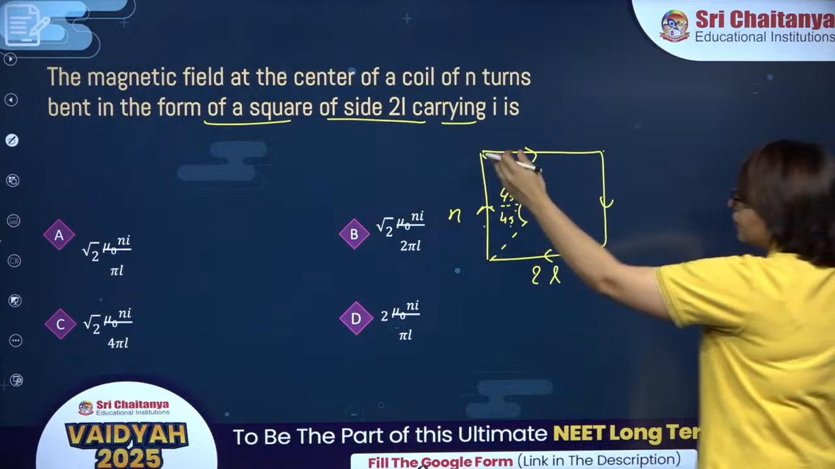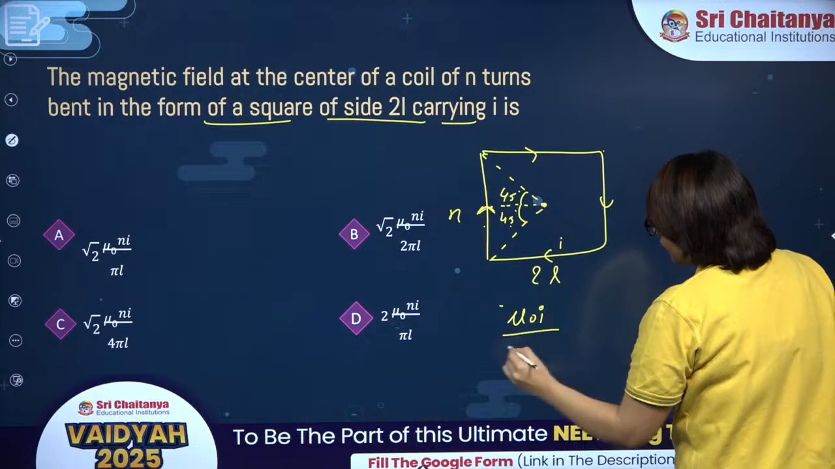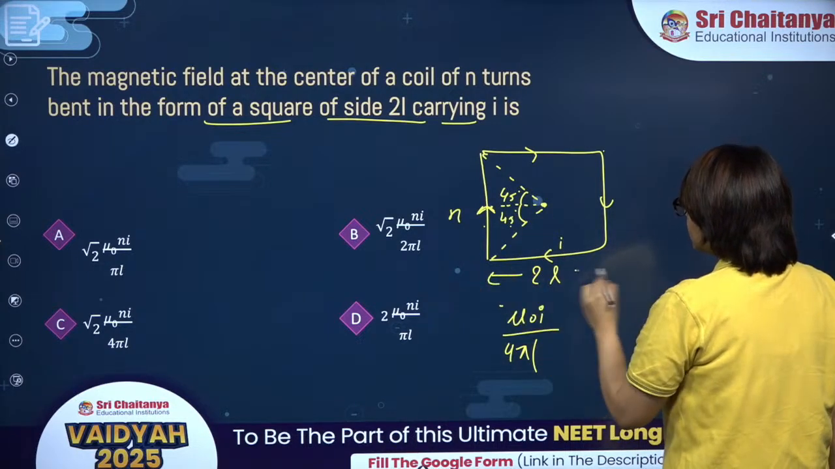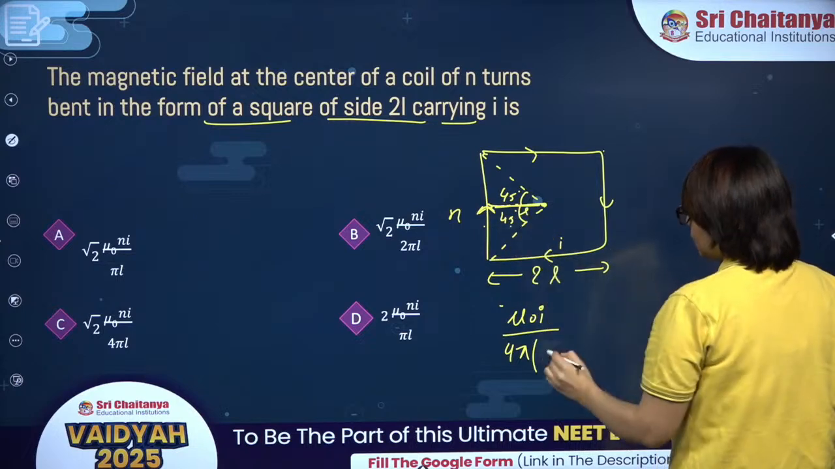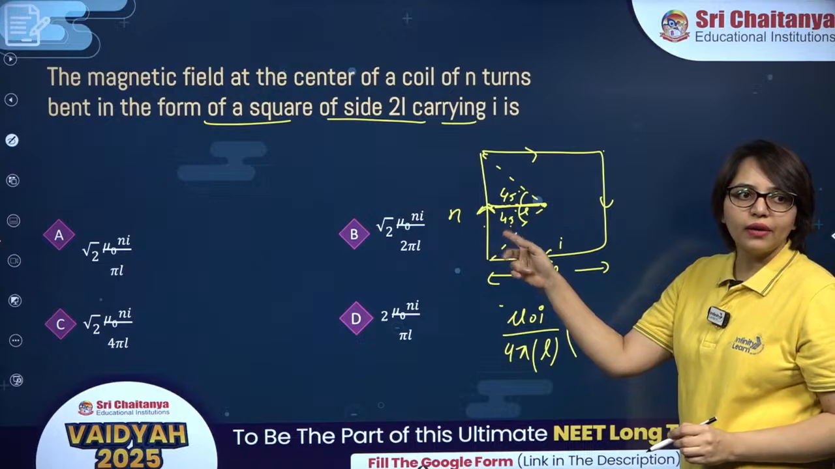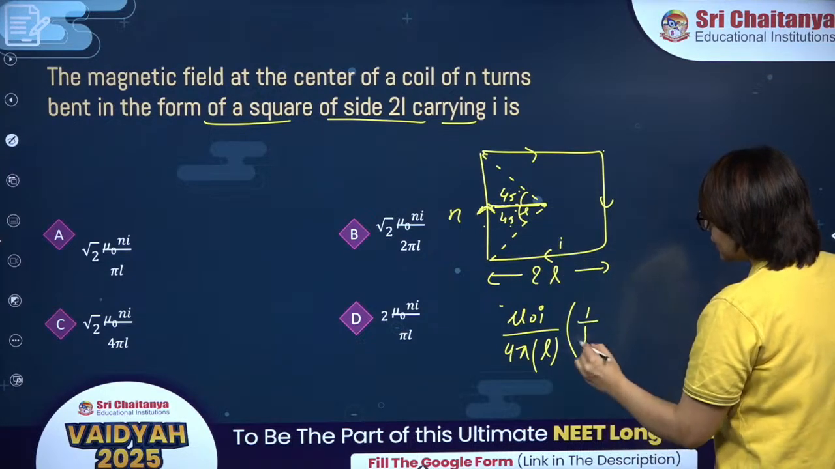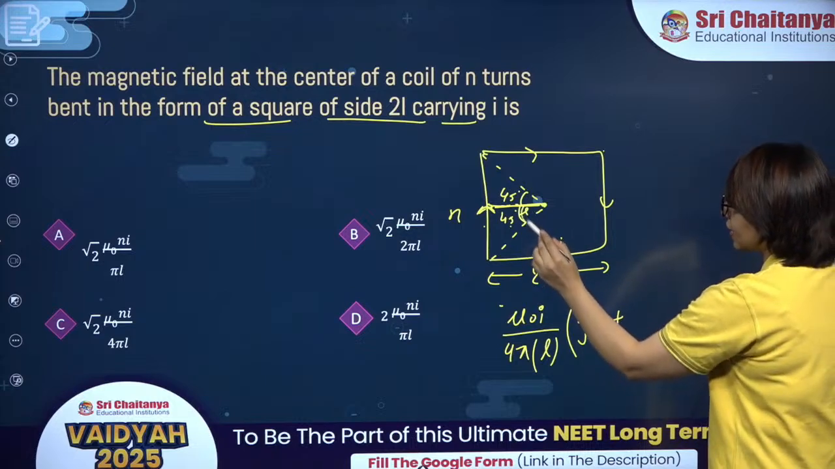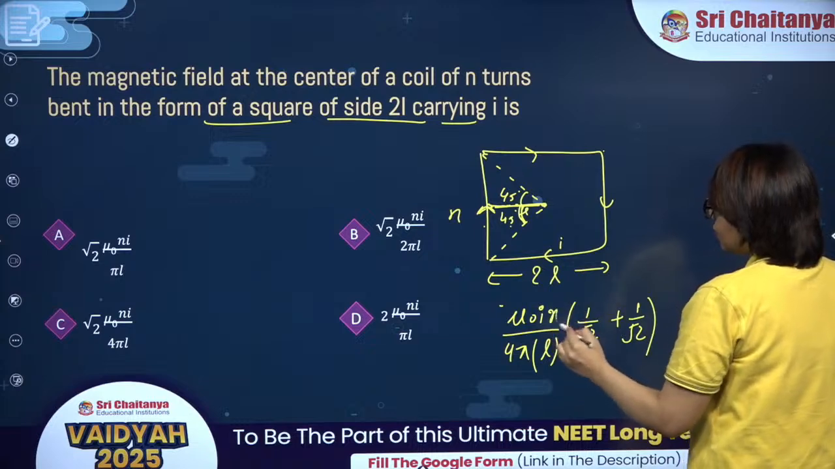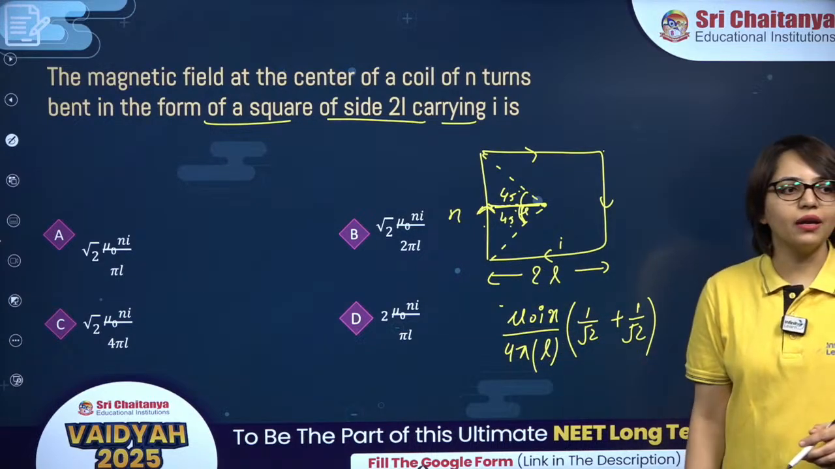So what is the magnetic field due to a finite current carrying conductor? It is mu naught I divided by 4 pi R. Total this length is 2L, so half of this length will be L. So R is equal to L into sine phi 1 plus sine phi 2. Sine phi 1 is sine 45 degree, which is 1 by root 2, plus sine phi 2 is sine 45 degree, which is 1 by root 2. And we have n turns, so it will be mu naught Ni divided by 4 pi L into 1 by root 2 plus 1 by root 2.